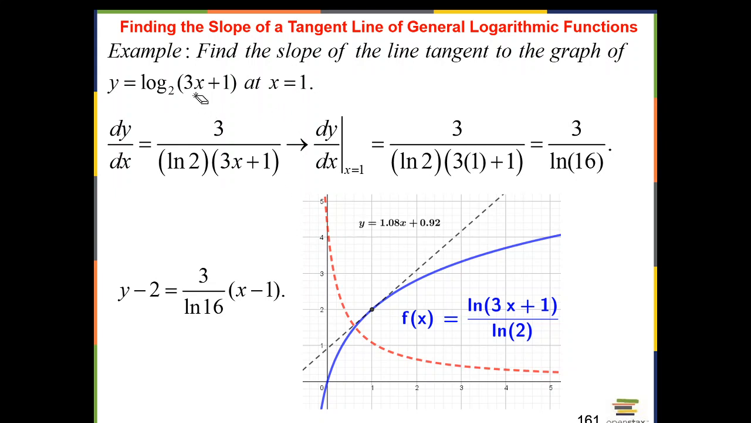Because if you put 1 in here, you get log base 2 of 4. What's log base 2 of 4? Well, remember, the question we are asking here is, what exponent of 2 gives you 4? Well, 2. 2 to the second power is 4, right? So it's 2. And then the x value is 1. So we are finding the equation of the line at 1 and 2. And the slope of it is what we found here.